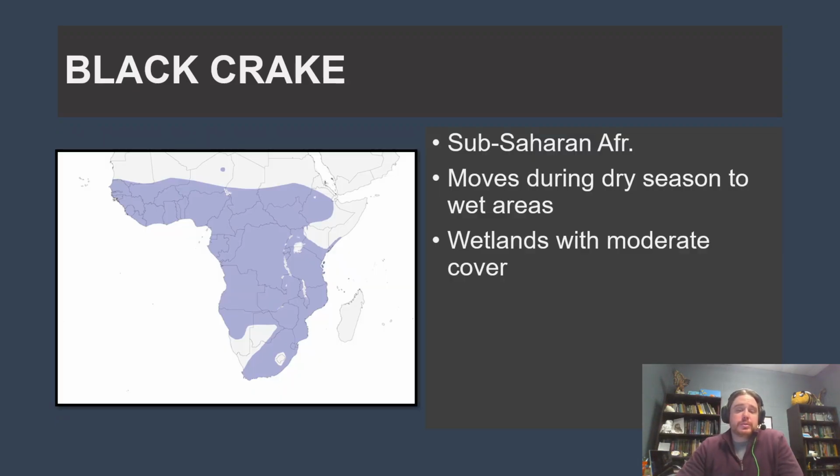The black crake is from sub-Saharan Africa. I'm overgeneralizing; listing every single African country that they come from would be excessive. It's essentially sub-Saharan Africa. You can see there are a couple places where they're not present. They move during the dry season into wet areas, but they're otherwise sedentary. And they prefer wetlands that have a moderate amount of vegetative cover.